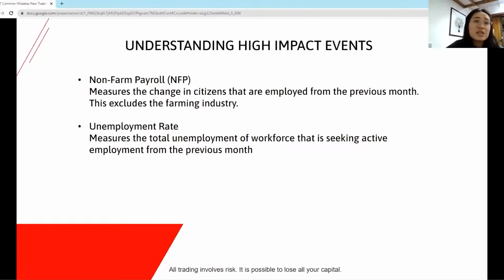Okay. NFP, or non-farm payroll, measures the change in citizens that are employed from the previous month, which excludes the farming industry. Unemployment rate measures the total unemployment of workforce that is seeking active employment from the previous month.